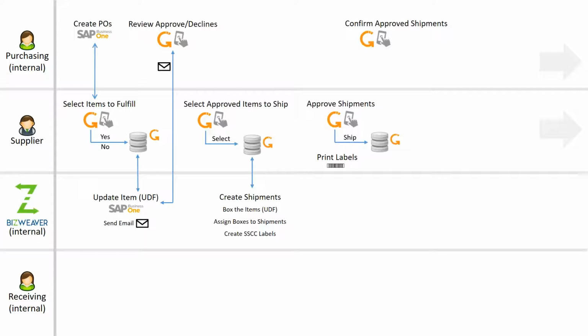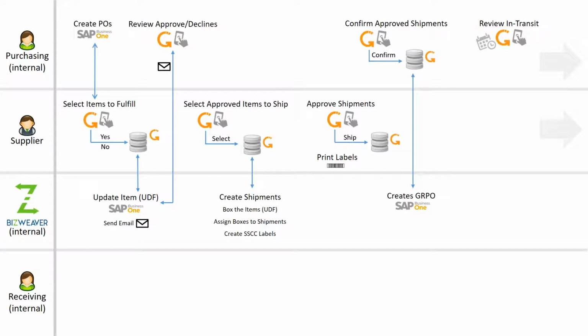And then purchasing back within the customer organization has the ability to come in and take a look at those shipments that the supplier has said are ready to ship, and then they can approve or not approve those shipments. But assuming they approve, that confirmation also goes into the Versago database. And then Bizweaver comes in and does more work. It picks up those records in the Versago database and uses them to create the goods receipt purchase order back in Business One.